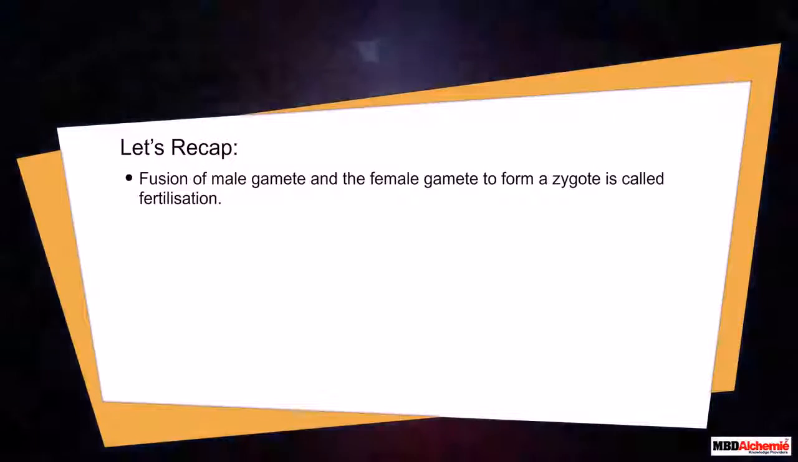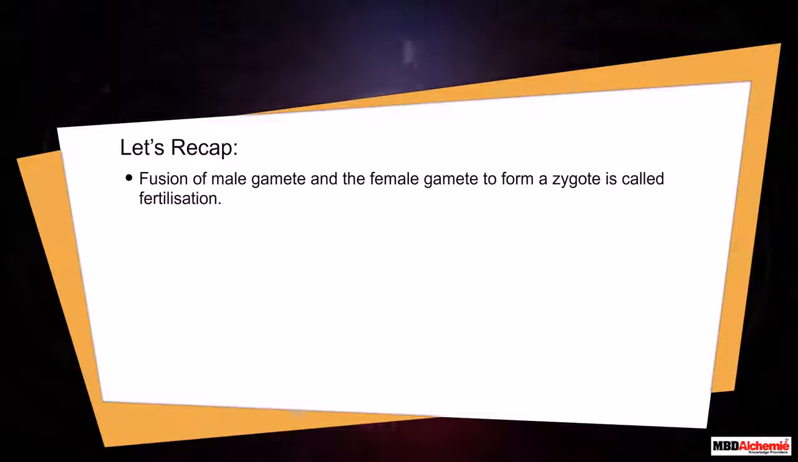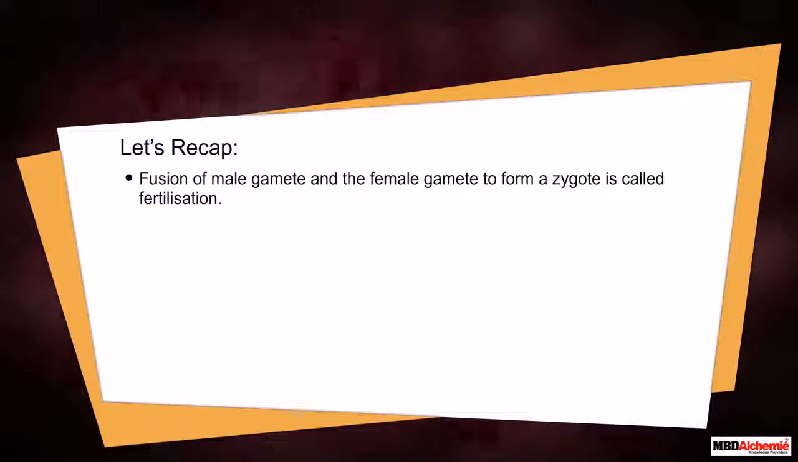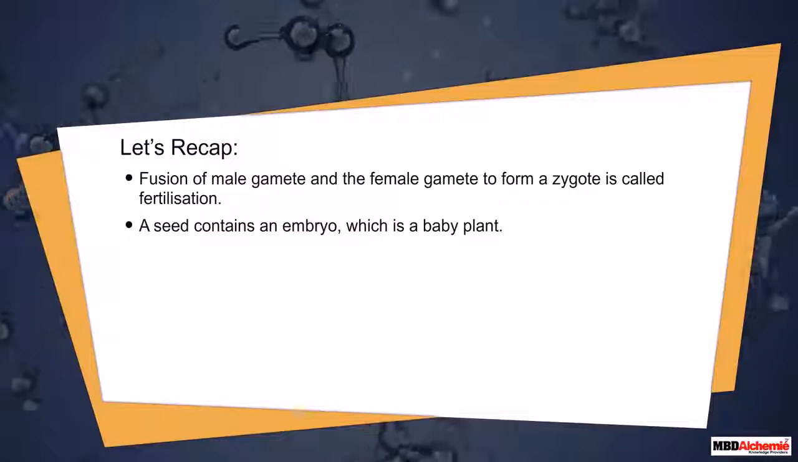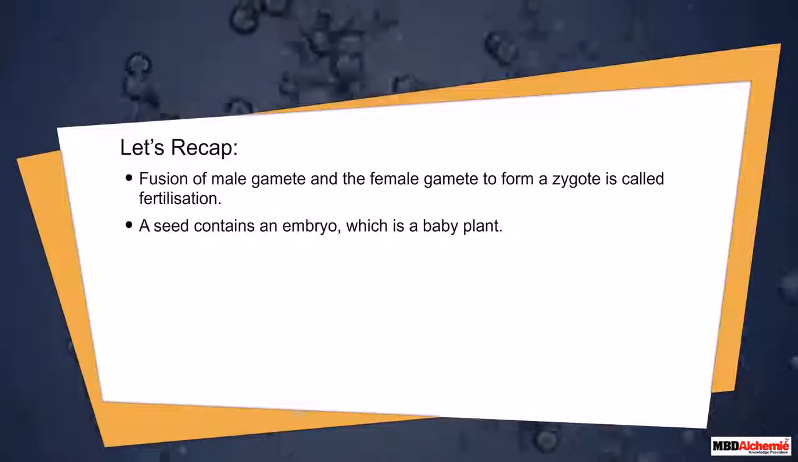Fusion of male gamete and the female gamete to form a zygote is called fertilization. A seed contains an embryo, which is a baby plant.